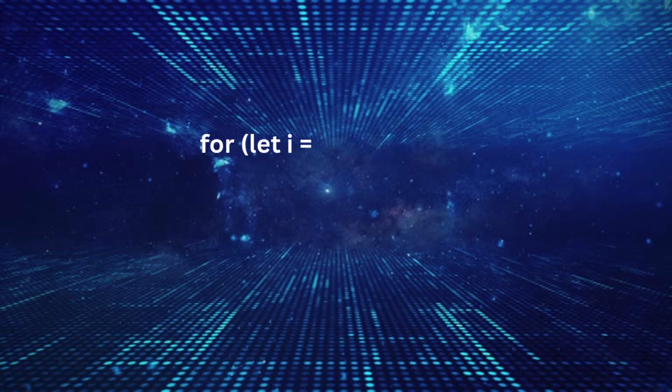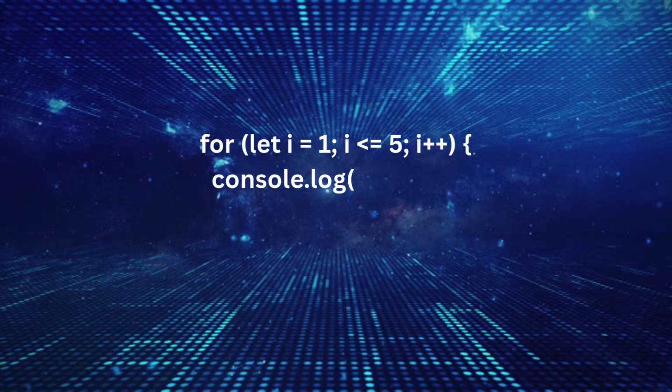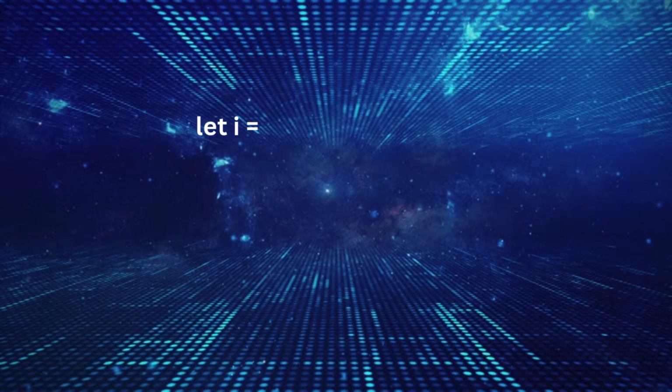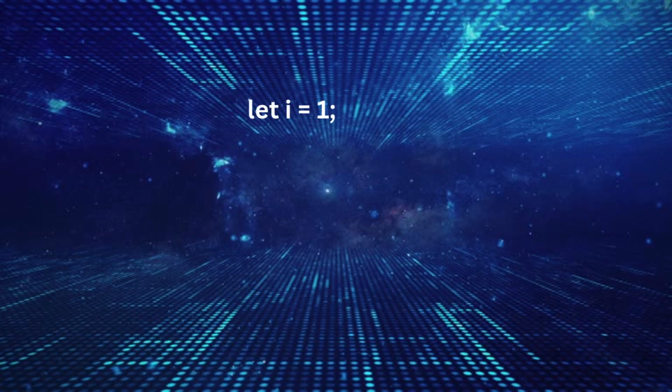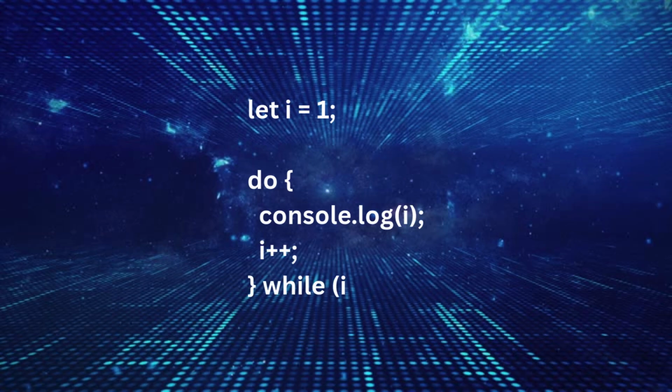Loops are used to repeat code. The for loop is used when we know how many times the code should run. The while loop runs as long as the condition is true. Always remember to increase the value to avoid an infinite loop. The do while loop runs at least one time even if the condition is false.